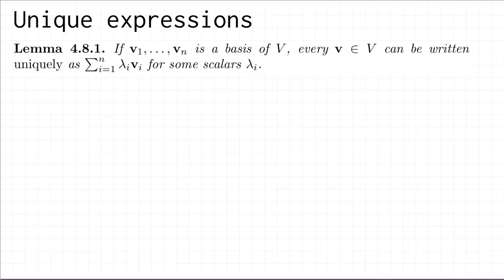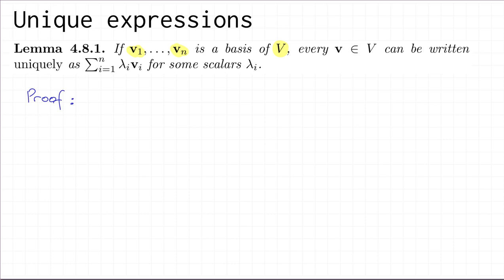Okay, we're going to prove now an important property for bases of vector spaces. So the property is as follows. Let's suppose you have a vector space V, and you've got a basis v1, v2, v3, up to vn of V. Then the claim is that every element of V can be written uniquely as a linear combination of the basis. So it can be written as a linear combination of that basis, and there's only one way to do that. Let's try and prove this result.